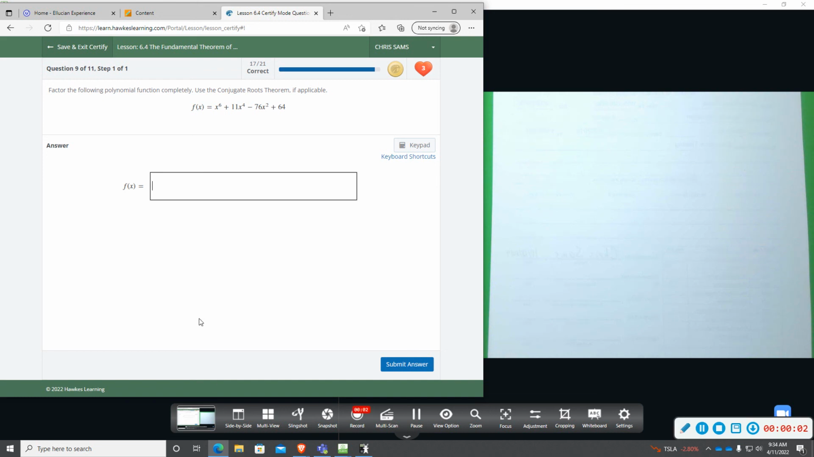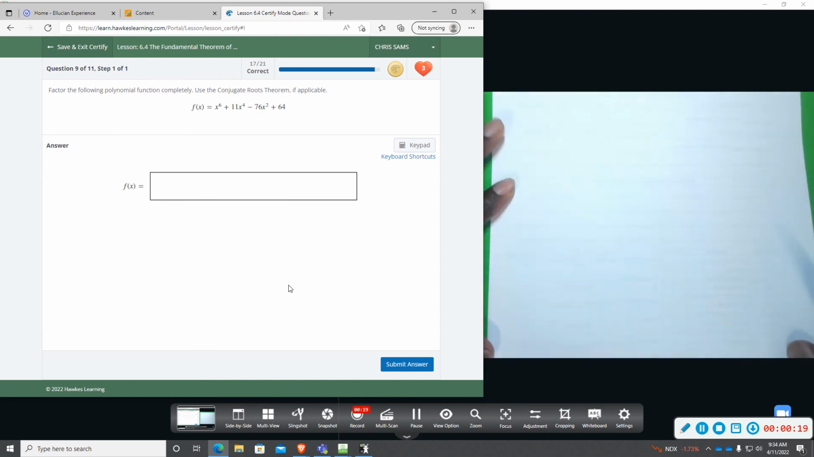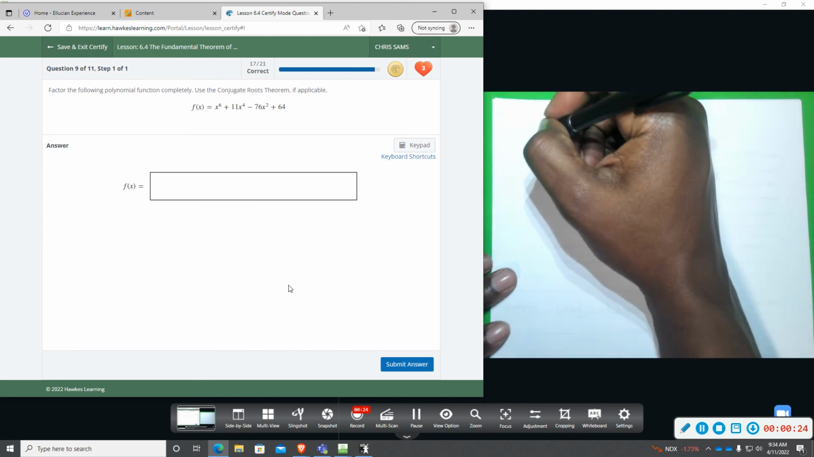All right, number 9 wants us to factor the polynomial completely. They want us to use the conjugate root theorem if applicable. What we want to do, just to save some time, I'm going to graph it with a calculator. Now, you can, let me just show real quick, you can use the rational zero theorem.